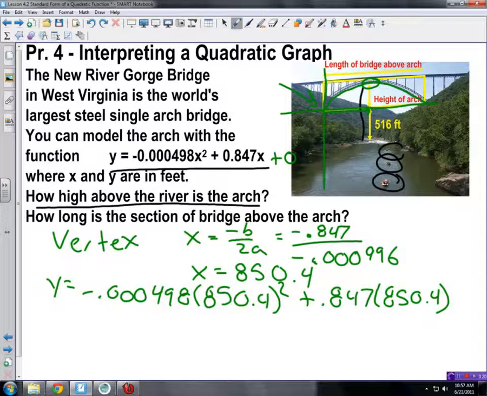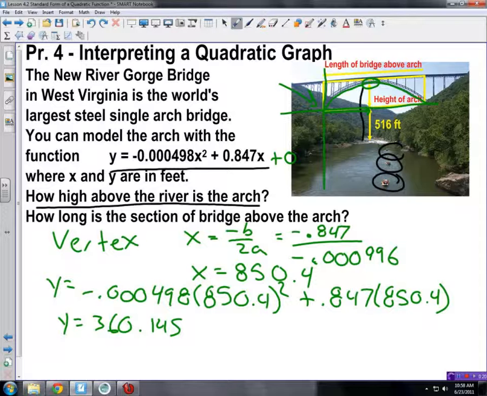All right, so I'm going to plug this into a calculator. Negative 0.000498 times 850.4 squared. I'm just doing this on my calculator really quickly. Plus 0.847 times 850.4. And we get y is equal to 360.145. Now, 0.145 of a foot is maybe an inch and a half or 2 inches.